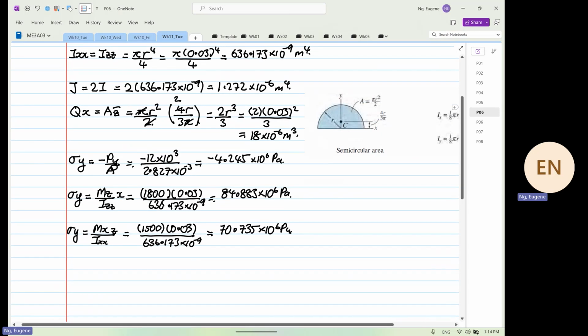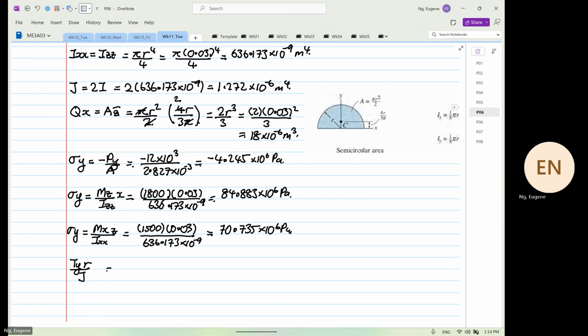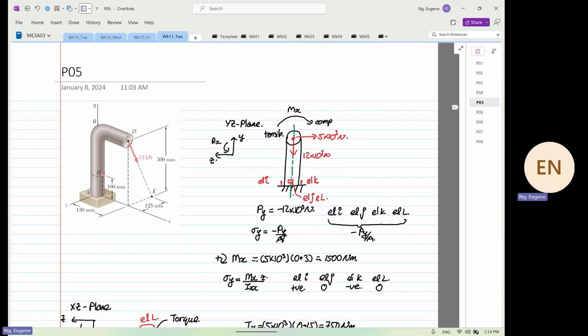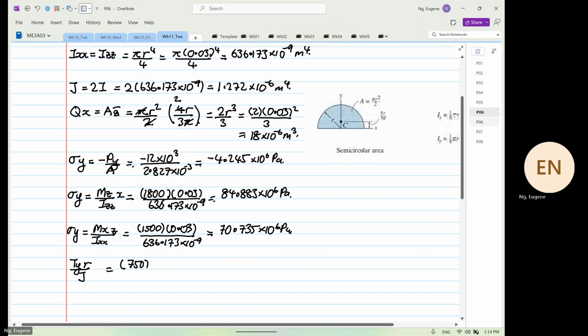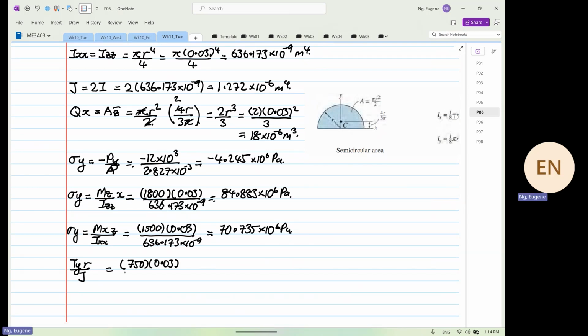And then we have our Tau equals T R over J. The torque is equal to what? 750. Okay, so it's equal to 750. Radius is 0.03 divided by J, which is equal to 1.272 times 10 to the power minus 6. So 750 times 0.03 divided by 1.272 times 10 to the power minus 6 is 17.689 times 10 to the power 6 Pascal.